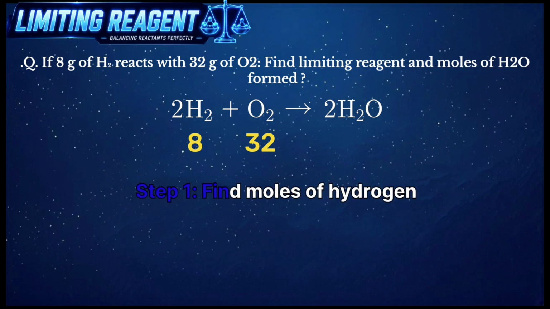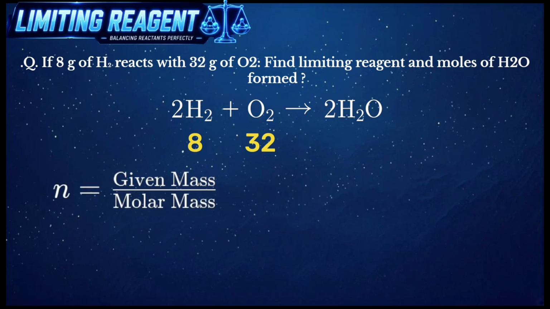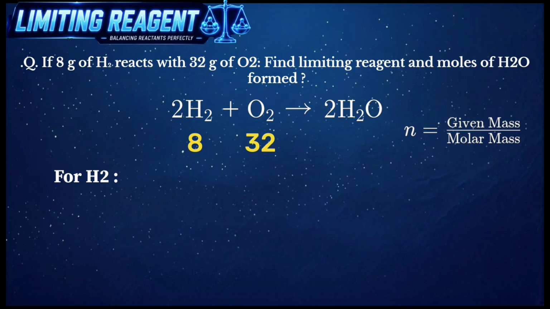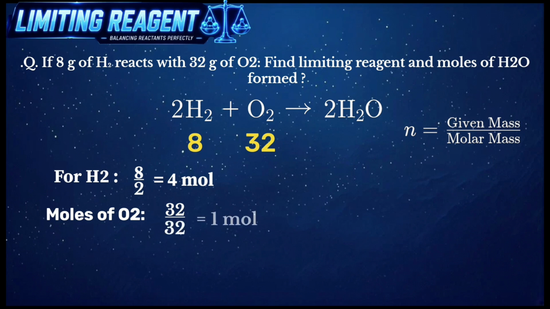Step 1. Find moles of hydrogen. Formula for mole is given mass divided by molar mass. For H2, given mass is 8 grams, and molar mass is 2 grams per mole. After solving, we get 4 moles of hydrogen. Now, find moles of oxygen. Given mass is 32 grams, and molar mass of oxygen is also 32 grams per mole. After solving, we get 1 mole.